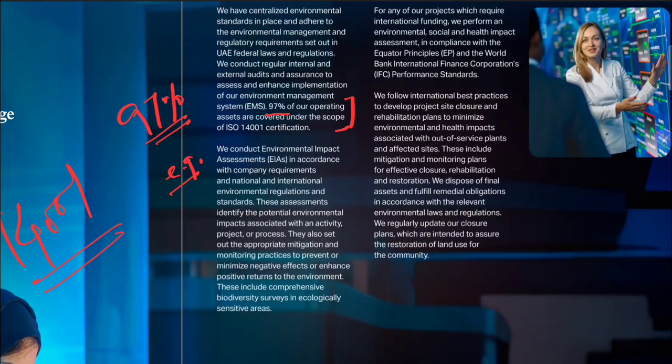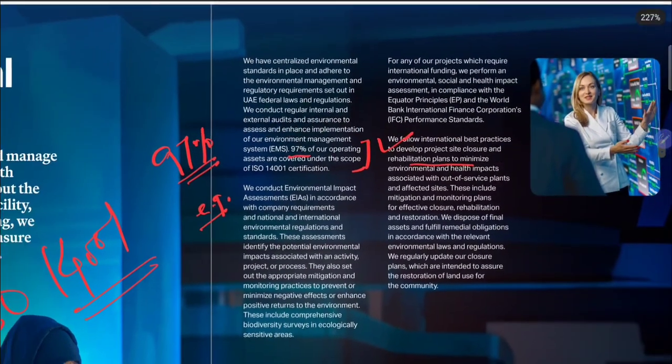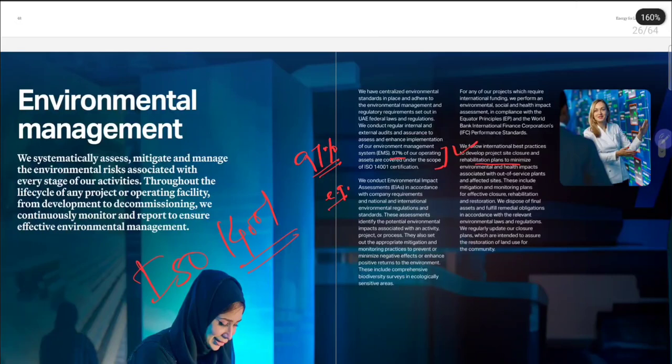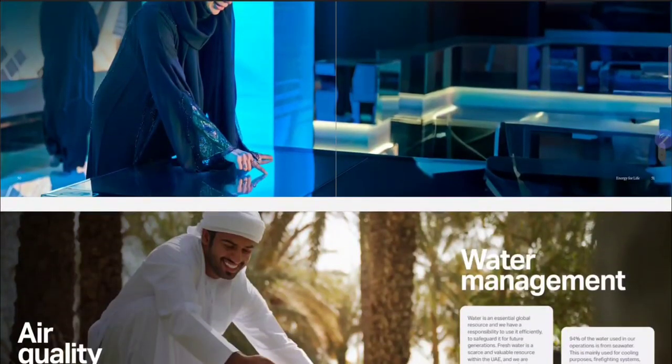conducting environmental impact assessment in accordance with the company requirement and national and international regulations and standards. Also, we follow international best practices to develop project site closure and rehabilitation plans to minimize environmental and health impacts, right? So you can see details related to implementation of the 14,001 environmental management system. The company is saying that we systematically assess, mitigate, and manage environmental risk associated with every stage of our activity. So each phase of the life cycle they are talking about.